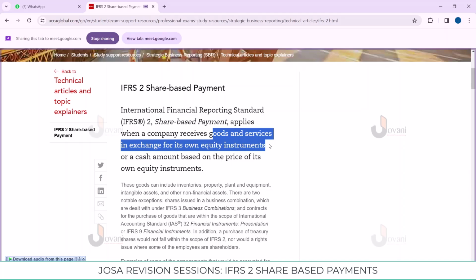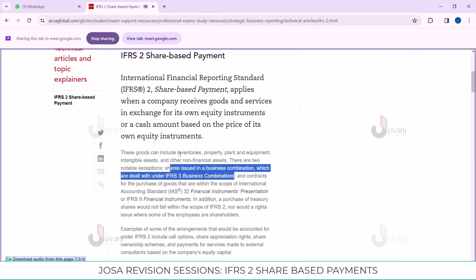Please note, there are two notable exceptions. Shares issued in a business combination are dealt with under IFRS 3 Business Combinations, not IFRS 2. Yes, we've seen where we can have a share for share exchange during business combinations. That is not accounted for as per IFRS 2, where one company acquires equity ownership in another company and it also gives out its own equity to the shareholders of the other company. That is not under IFRS 2, but under IFRS 3 Business Combinations.